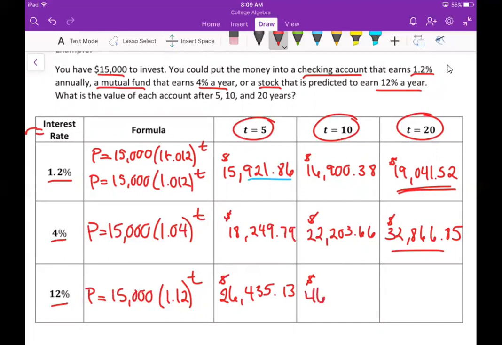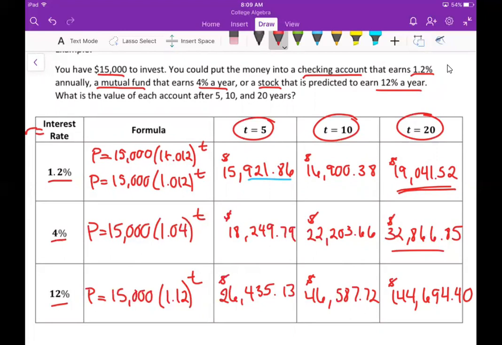And as soon as we make the growth factor bigger, we know that exponential growth happens even faster. Just 10 years down the road, and we're at $46,587.72. 20 years down the road, and we really see that exponential growth. The $15,000 we originally invested would become $144,694.40.